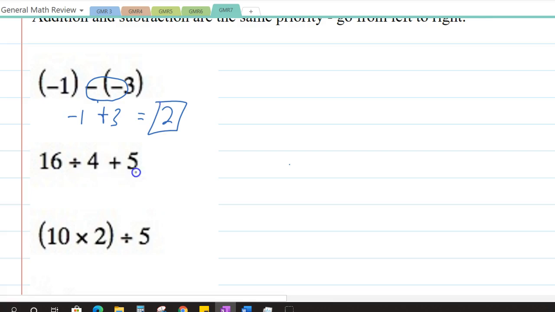16 divided by 4 plus 5. Division comes before addition. 16 divided by 4 is 4. I still have the plus 5. I bring it straight down. 4 plus 5 is 9.